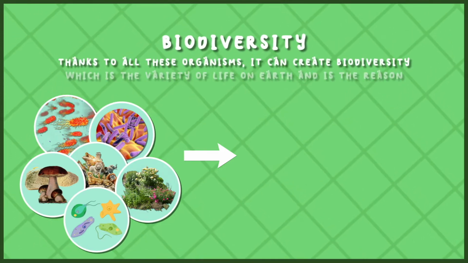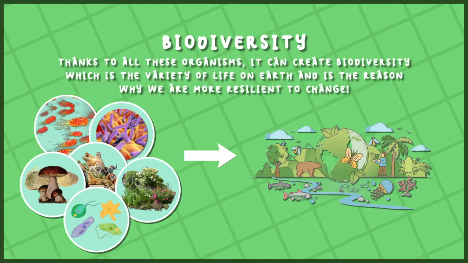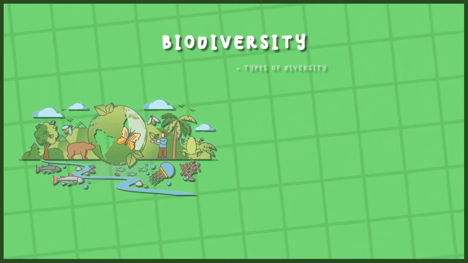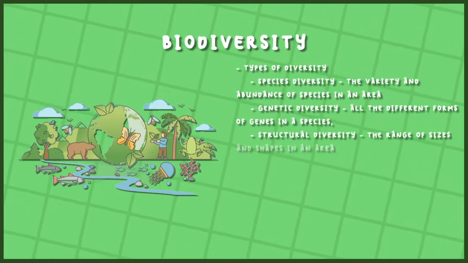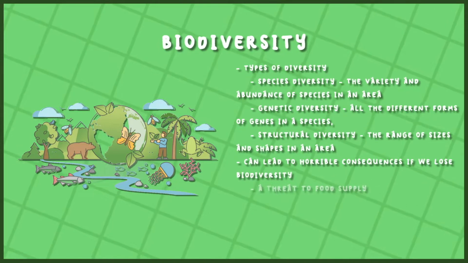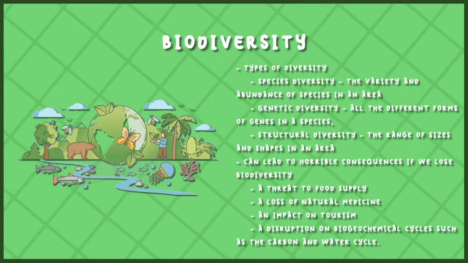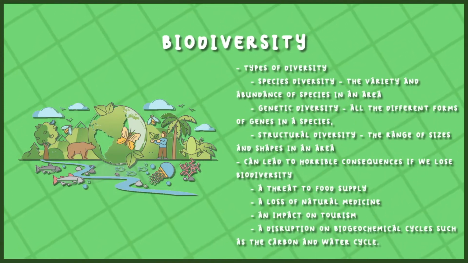Thanks to these organisms, it can create biodiversity, which is the variety of life on Earth and is the reason why we are more resilient to change. There are many different types of diversity that make up biodiversity, such as species diversity, the variety and abundance of species in an area, genetic diversity, which is all of the different forms of genes in a species, and structural diversity, which is the range of sizes and shapes in an area.